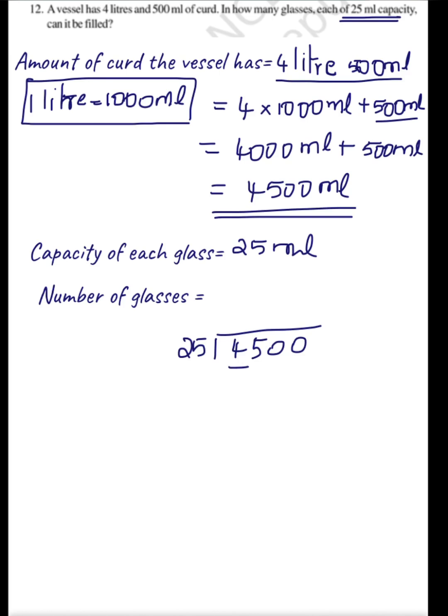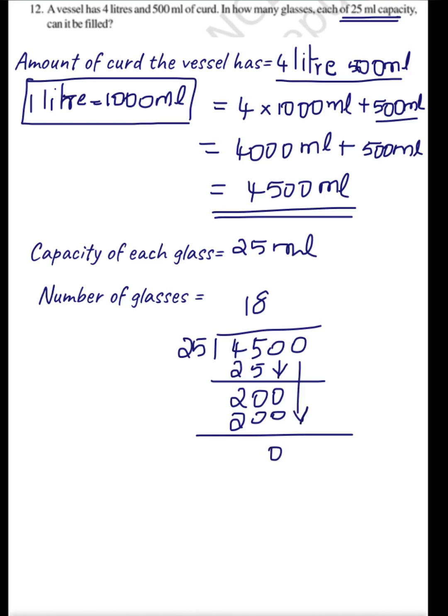So, in this 45, we will see 1. So, 25. Now, if you subtract, 200. Now, 25 into 8 is 200. Now 0, 0. So 0 here, 0, 0. So you will get the answer as what? 180. That means you can say that the number of glasses is equal to 180. Number of glasses is equal to 180.